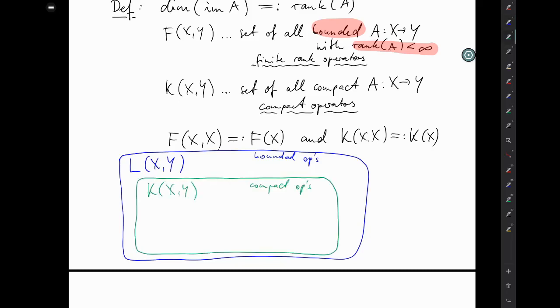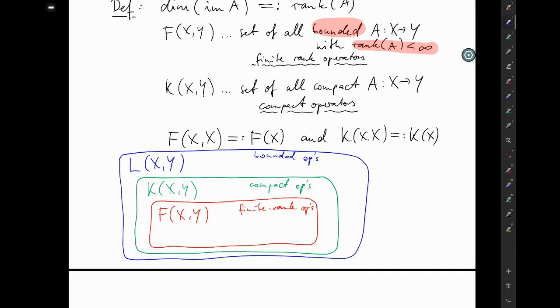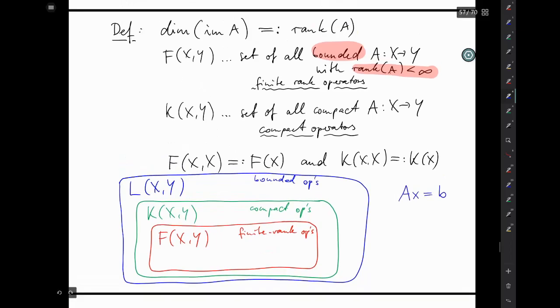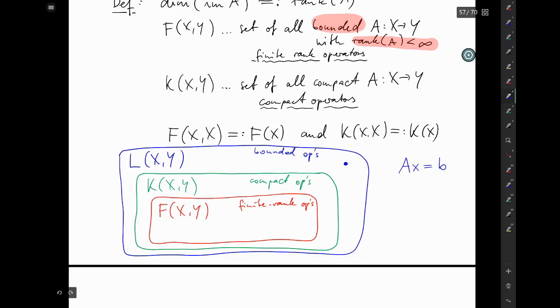This contains the set Kxy of all compact operators from X to Y. And that again contains the set Fxy of all finite rank operators. And this is a really important point here, because if you remember, the aim of this course is to solve infinite dimensional problems like Ax = b with complicated, certainly infinite matrices A. Let me say these correspond to bounded operators out here, and we want to replace them by simpler, finite dimensional problems, A_n x_n = b_n.